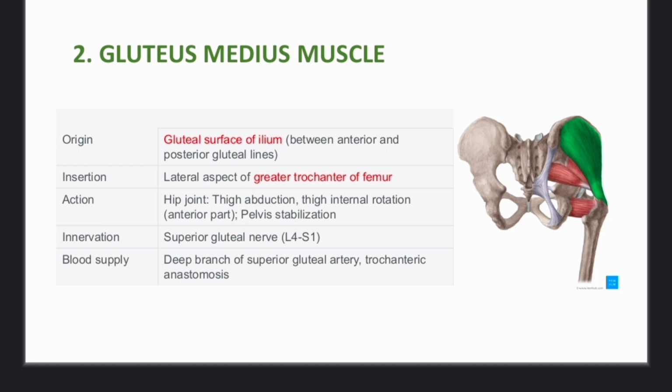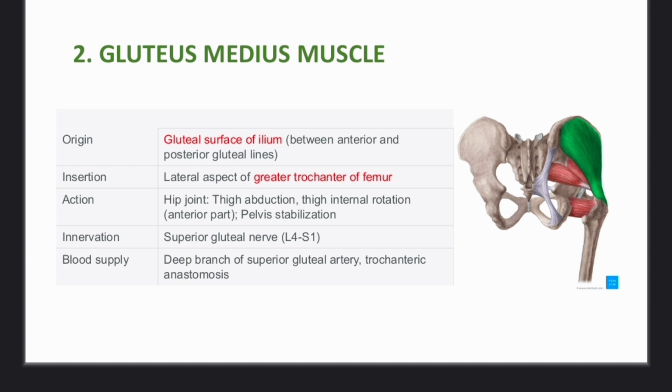The gluteus medius originates from the gluteal surface of the ilium, which is between the anterior and posterior gluteal lines. And insertion, it inserts into the lateral aspect of the greater trochanter of the femur. And now supply, the gluteus medius is supplied by the superior gluteal nerve carrying fibers from L4, L5 and S1 spinal nerve roots. The blood supply is provided mainly by the deep branch of the superior gluteal artery.